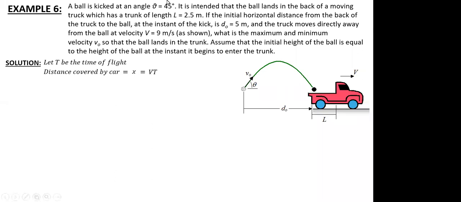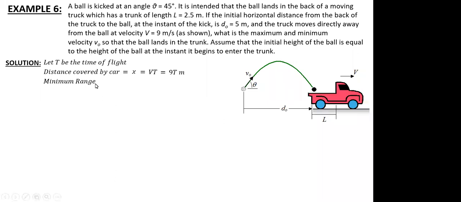So the speed of the truck they have given as 9 meters per second, and the time is nothing but the time of flight. So directly I can substitute the velocity value and I will get the distance covered by the car. Along with d naught, which was the initial distance, the car has further moved by x distance. So directly can I say the range? I am using the word minimum just to indicate the first, minimum velocity.